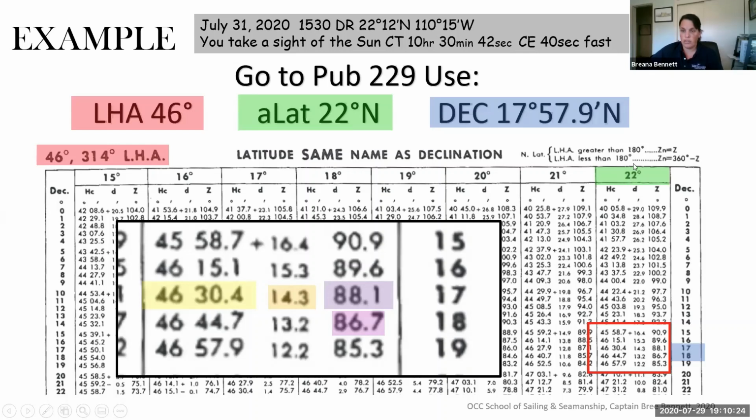And then we are going to be on our declination. We are 17 degrees and then almost 18, right? So we're 17, but very close to that 18. So as we interpolate, we know that we're going to be in between these two numbers on this table right here, if you will. So let's plug these numbers in.